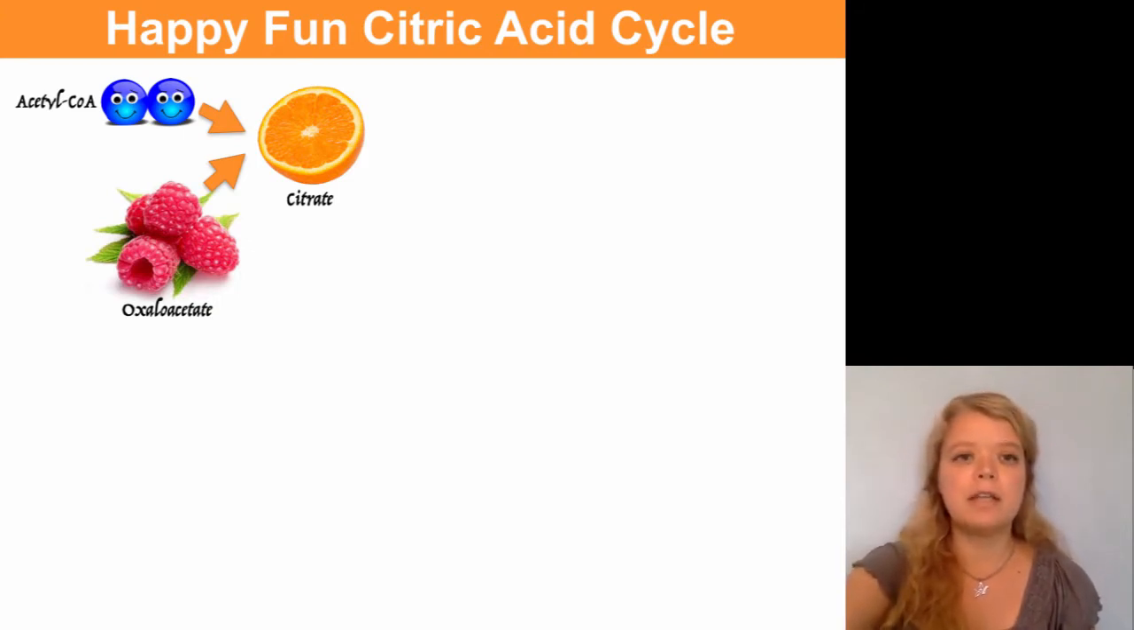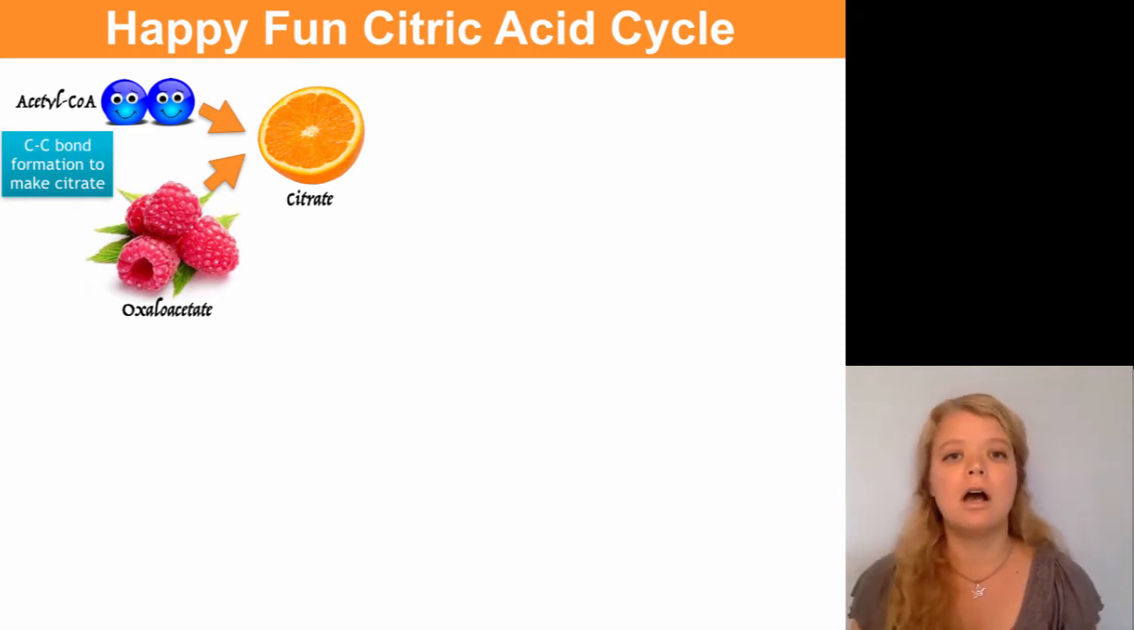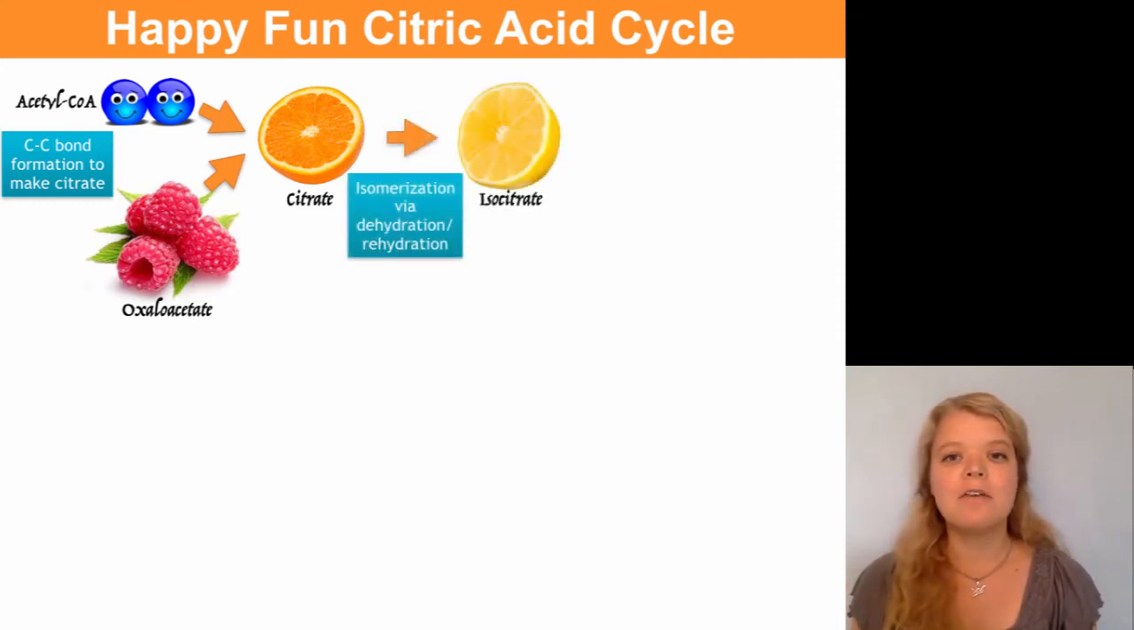So we make citrate via carbon-carbon bond formation or condensation of oxaloacetate and acetyl-CoA. Then we isomerize it, moving one of the hydroxyl groups over via a dehydration-rehydration reaction to form isocitrate, and that is catalyzed by an enzyme called aconitase, because citrate, to get to isocitrate, goes through a cis-aconitate isomer, something that was dropped in a modernized citric acid cycle.